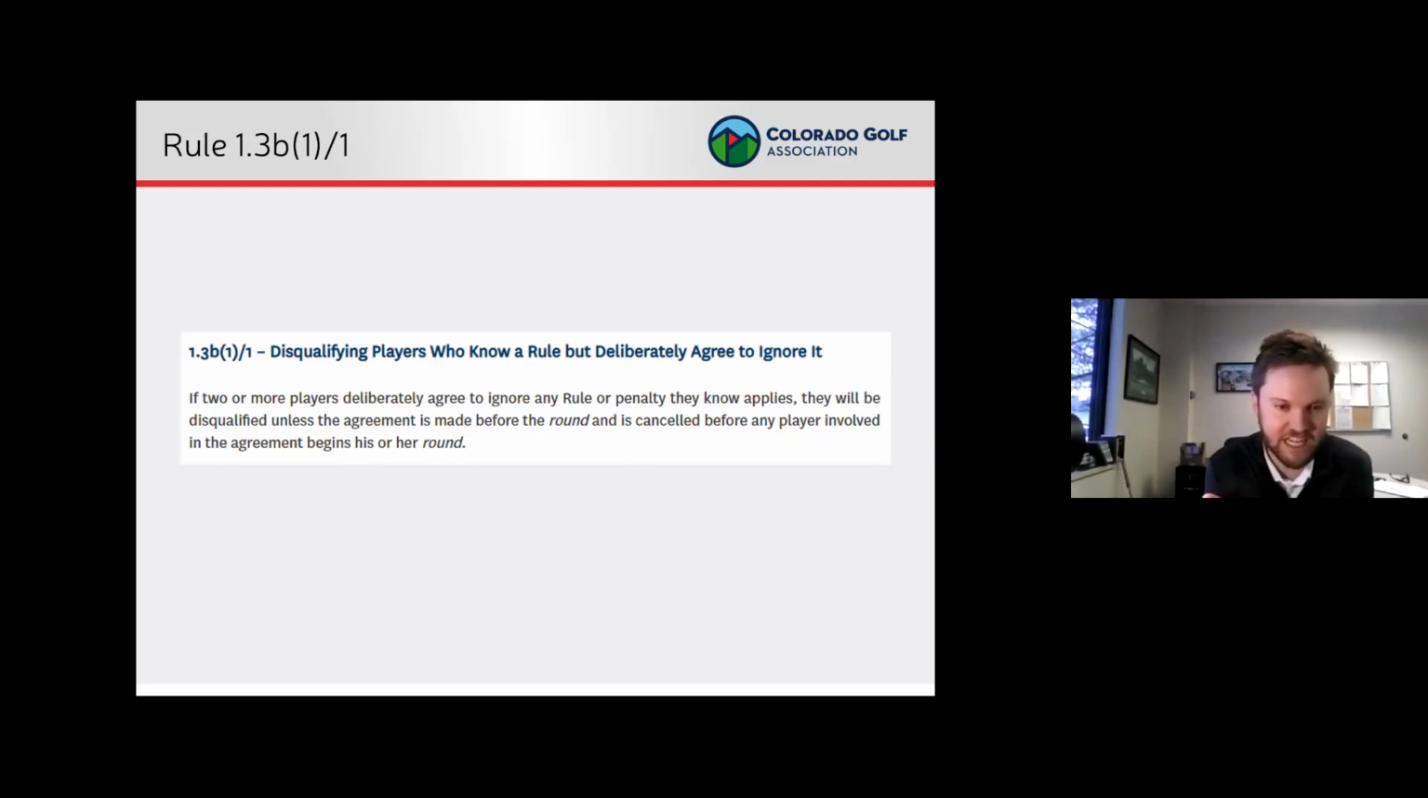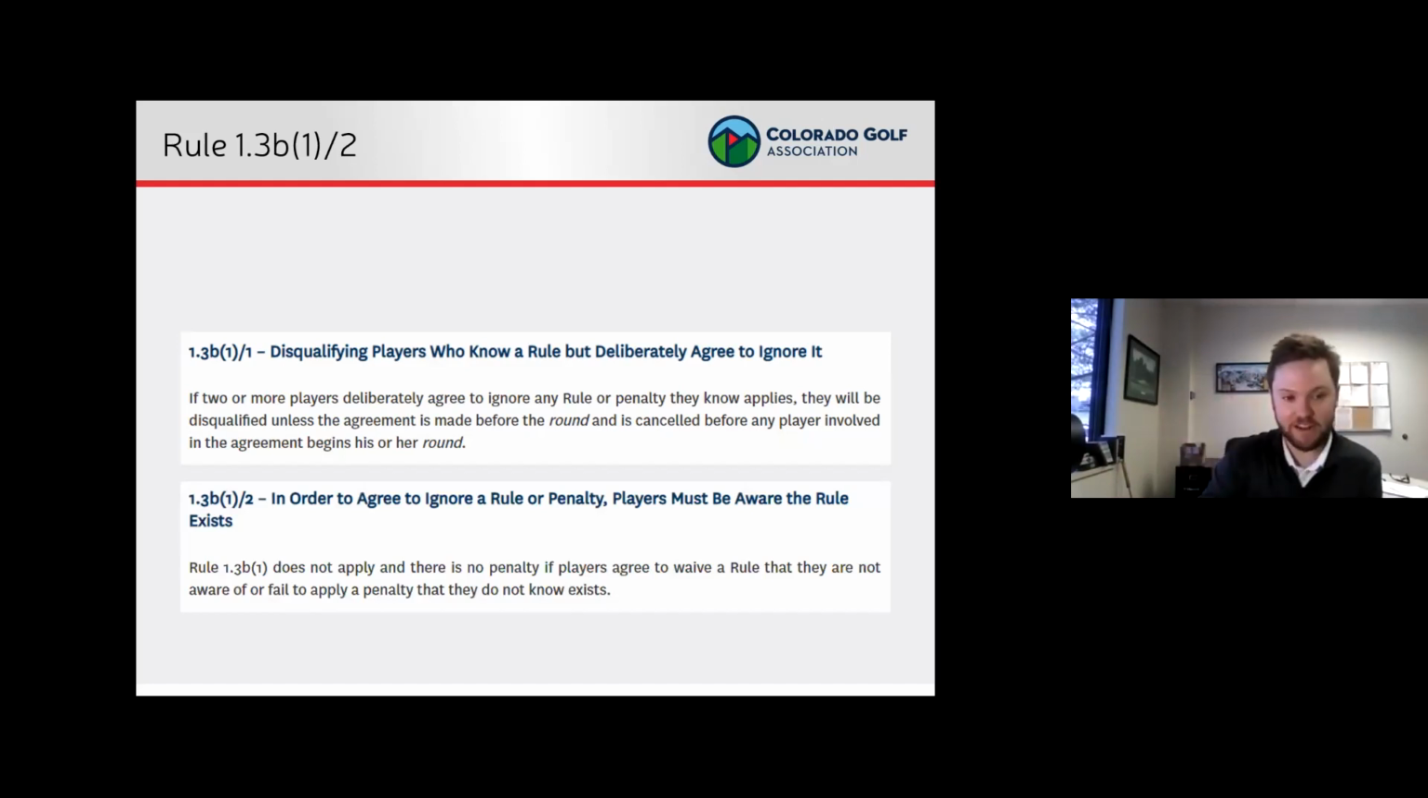We don't get to it, but the example I believe they use is, hey, let's concede all putts within 2 feet. Okay, that's fine. One of us tees off, we're both disqualified because we knew that wasn't okay, let's say. Because we deliberately agreed to say, even though it's not allowed, we're going to do it because let's just expedite the process, right? Can't do that. If we know it, we're disqualified.